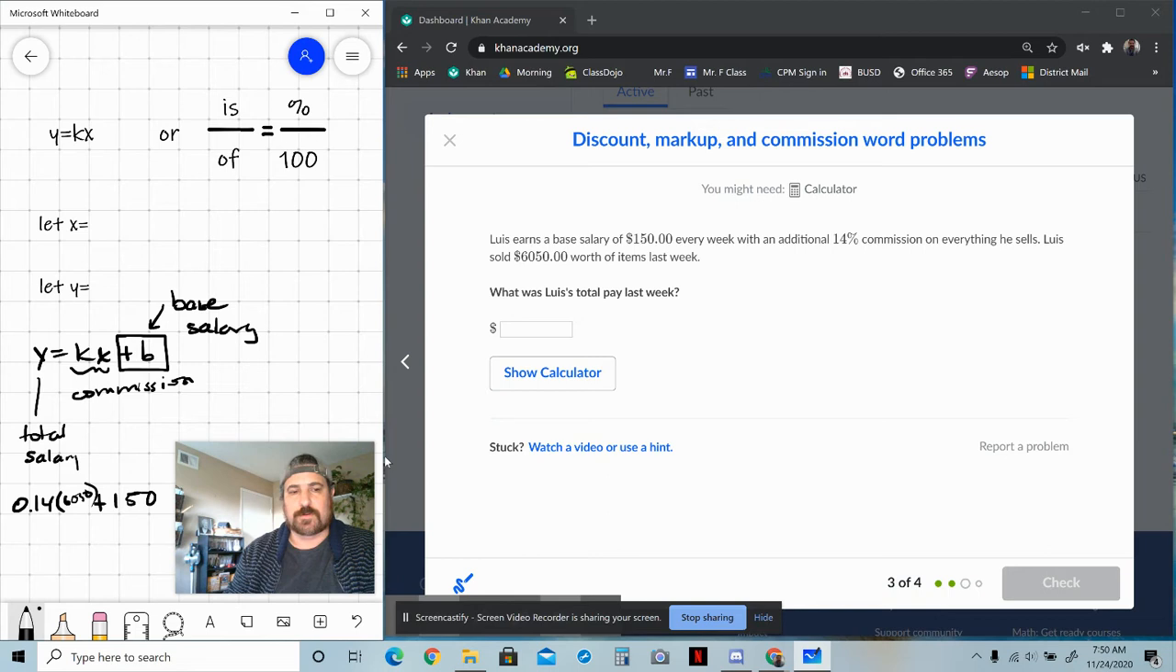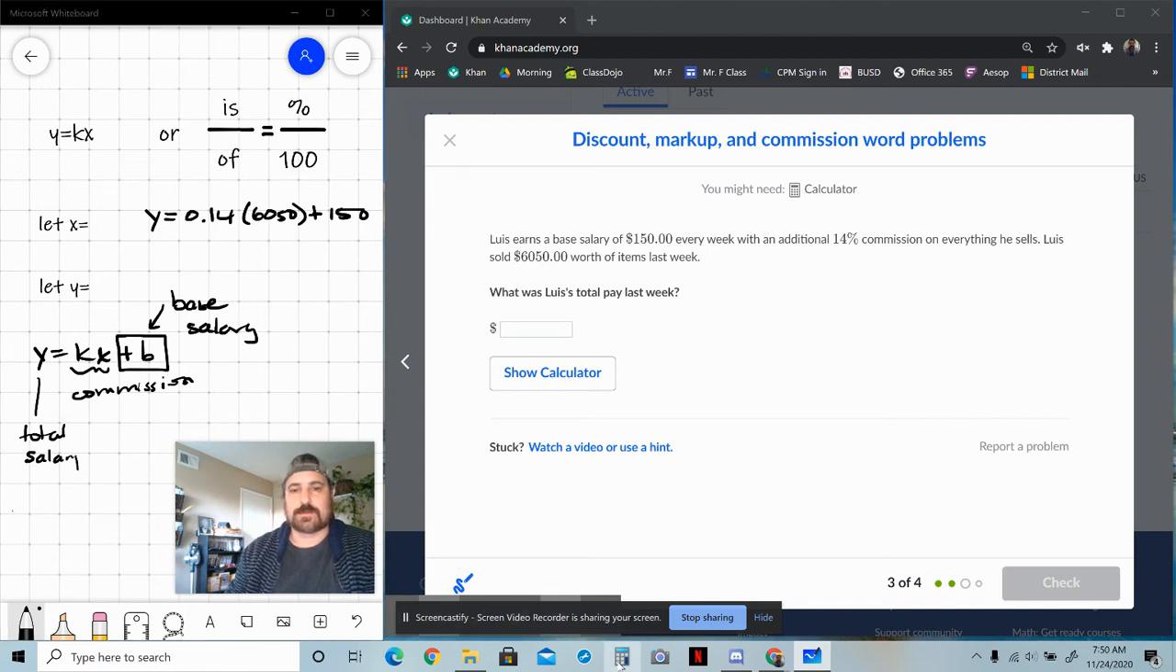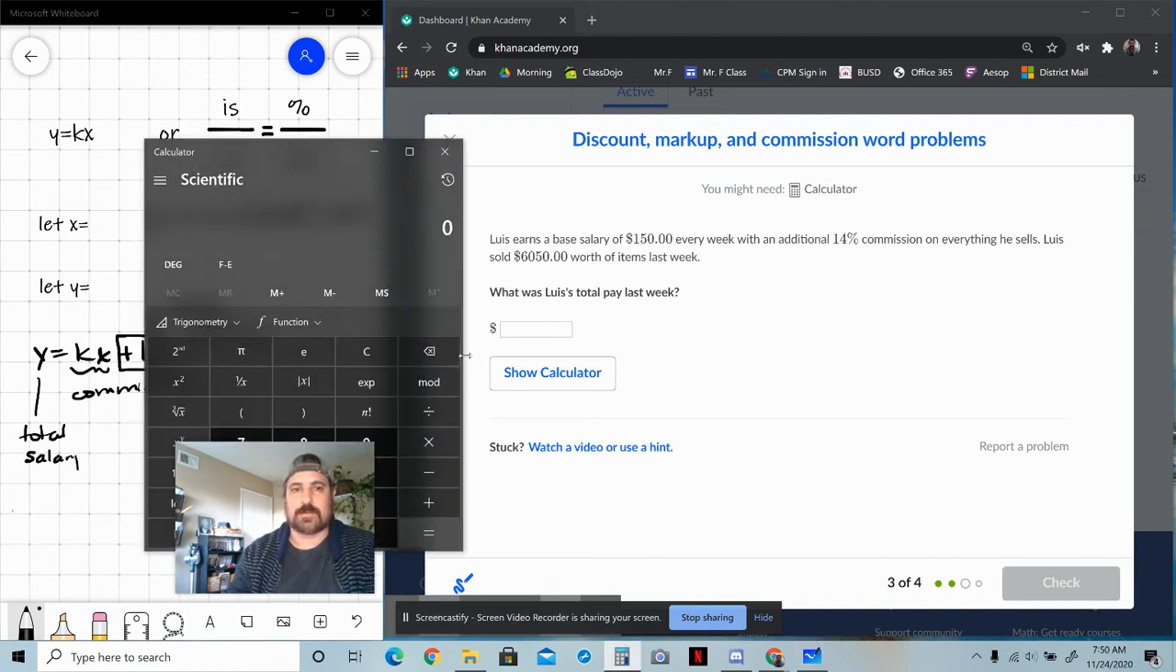So 0.14 times 6,050. Let me write this out a little nicer over here. So this would be y, total salary, is equal to 0.14 times 6,050 plus the standard base salary of 150. This one has the multiplication because that's the rate that he's earning his commission at. It's a percentage of the sales. And that percent of the sales is going to be added to his base salary. So all you got to do is grab a calculator and do a little math.